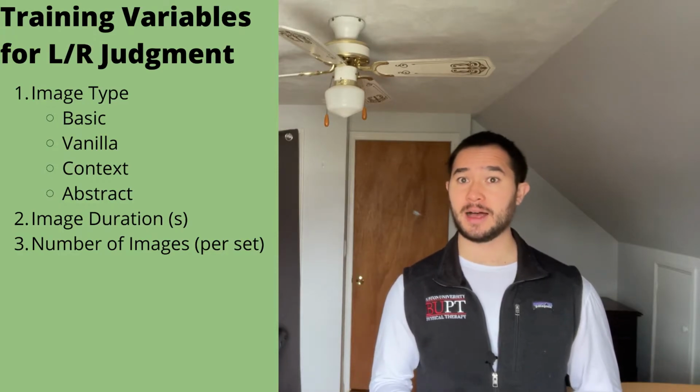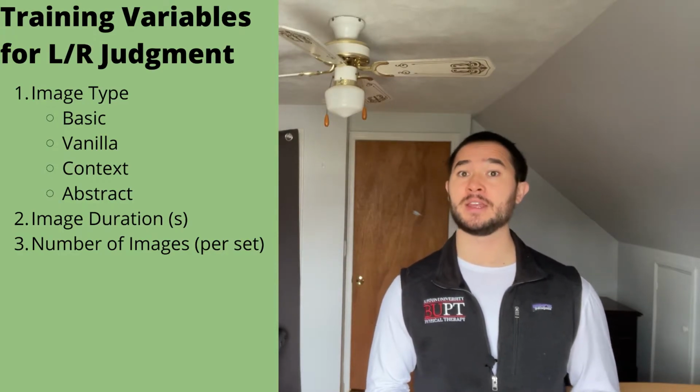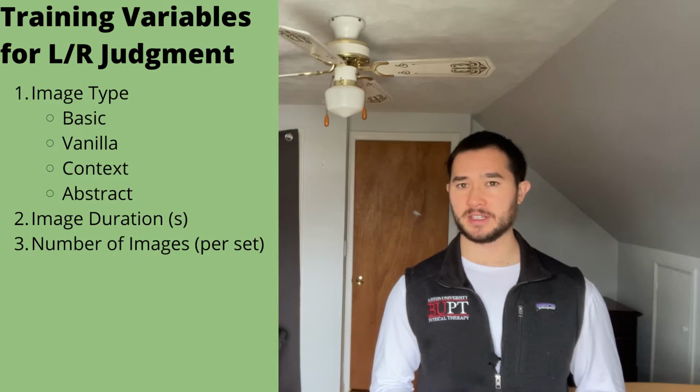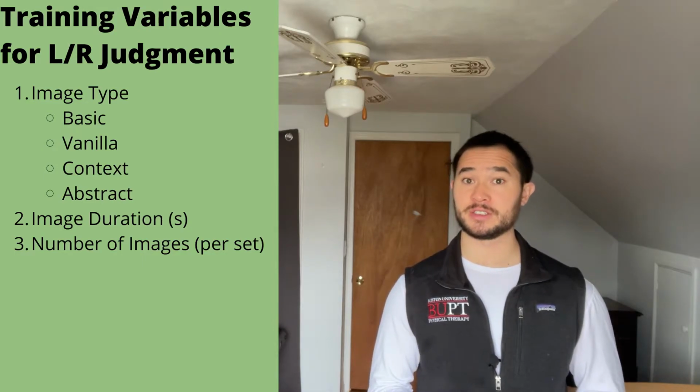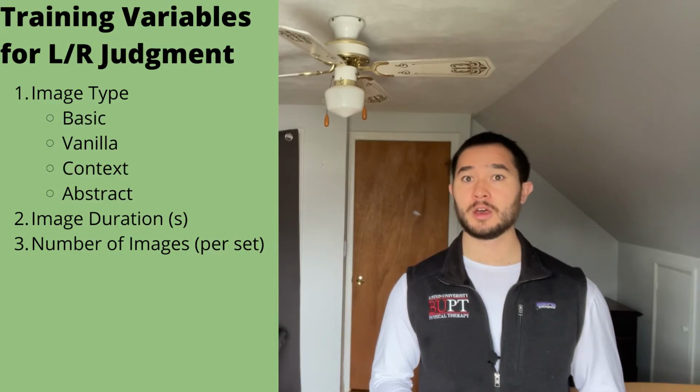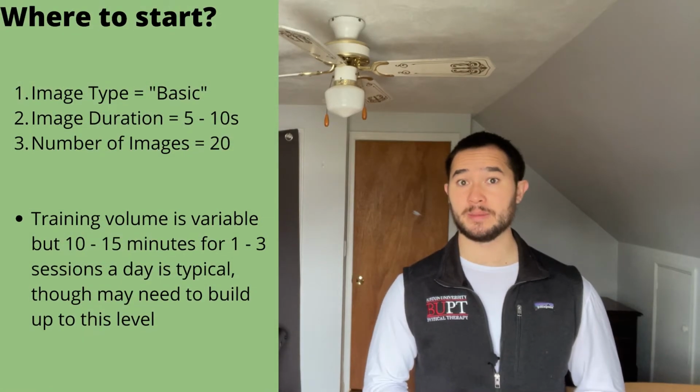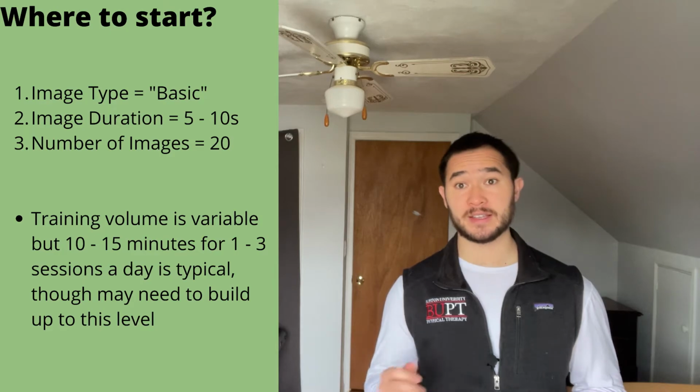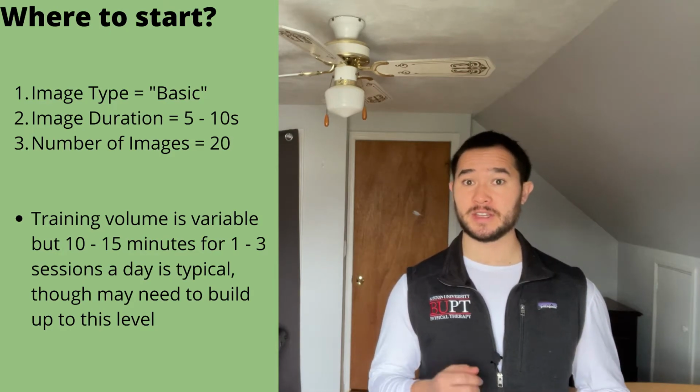Image duration allows you to set the duration of time an image is shown before advancing to the next image. Number of images allows you to adjust the number of images shown in a bout of training. The broad recommendations from the Neuro-Orthopedic Institute are to begin with the number of images set to 20, image duration set between 5 and 10 seconds, and image type to vanilla.